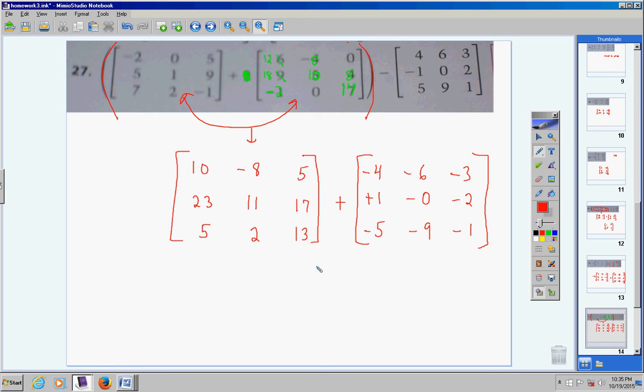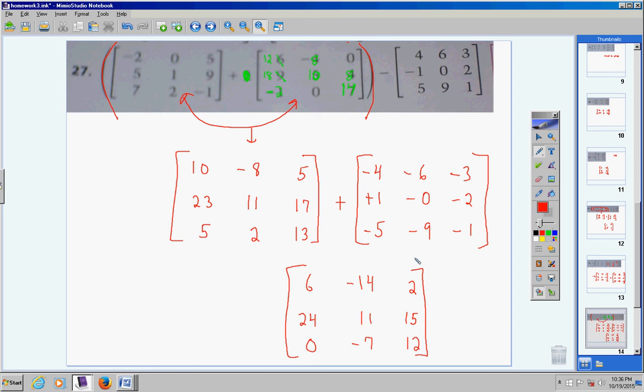10 plus a negative 4 would be 6. Negative 8 plus negative 6. 5 plus a negative 3. 23 plus 1. 11 plus negative 0, or just 0. 17 plus negative 2. 5 plus negative 5. 2 plus negative 9. 13 plus a negative 1.